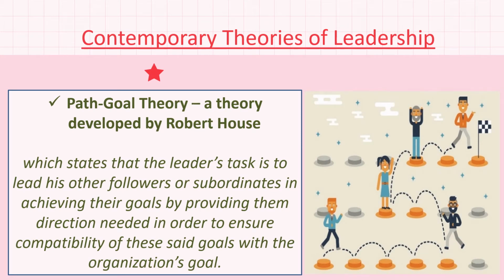So the last contemporary theory of leadership is path-goal theory. So this is a theory developed by Robert House, which states that the leader's task is to lead his or her followers or subordinates in achieving their goals by providing them direction that is needed in order to ensure compatibility of these set goals with the organization's goal.